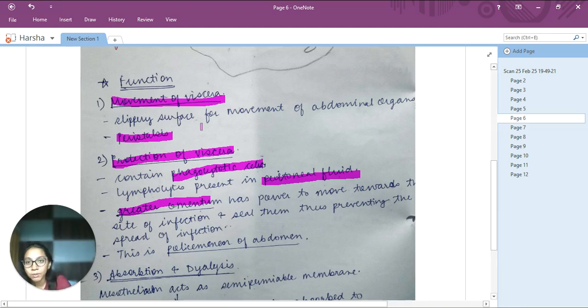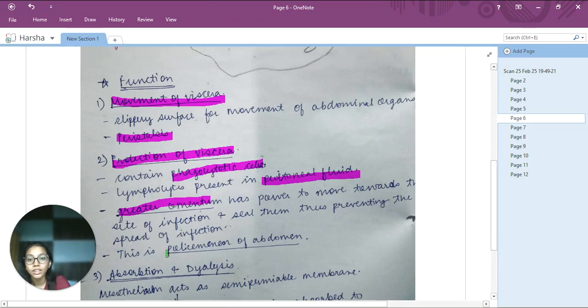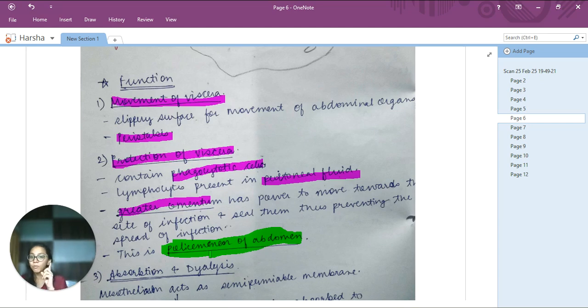Hence, this line is very important: the greater omentum is known as the policeman of the abdomen. Very, very important. What is known as the policeman of the abdomen? The greater omentum is known as the policeman of the abdomen. Fine. So the functions are movement of viscera and protection of the viscera.